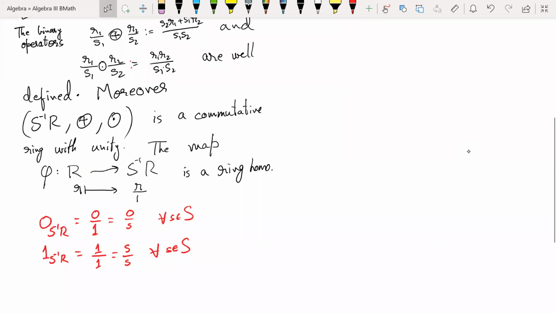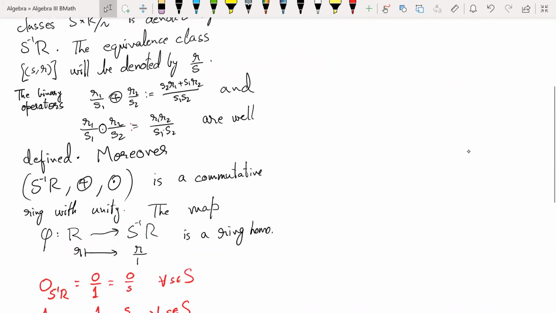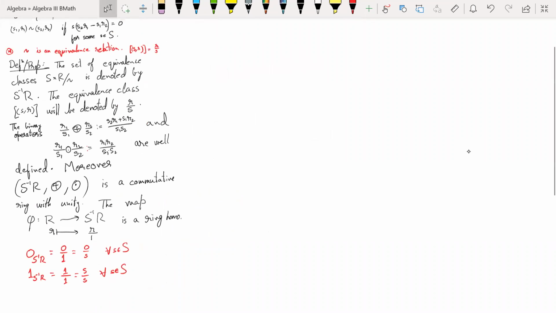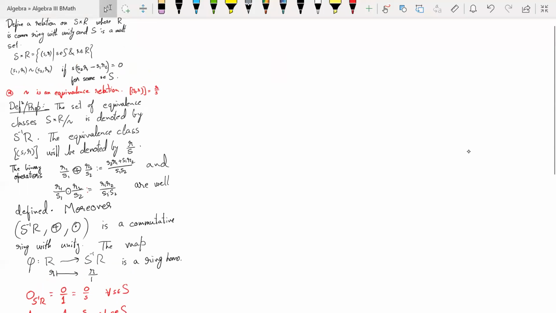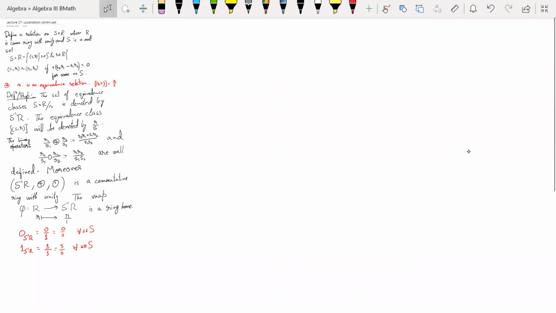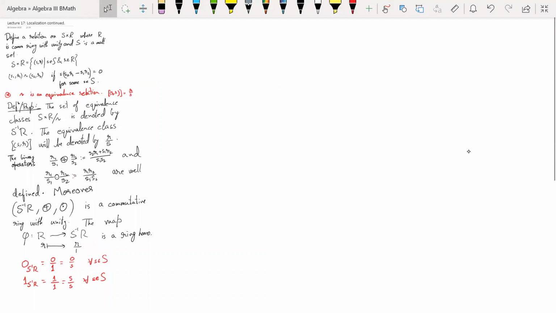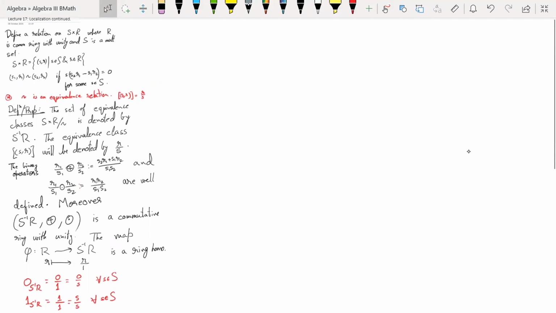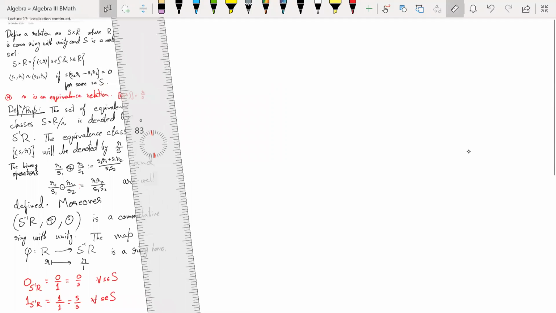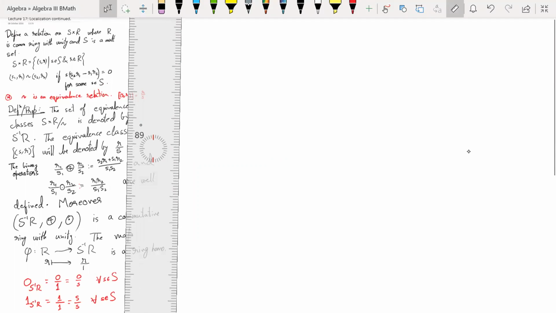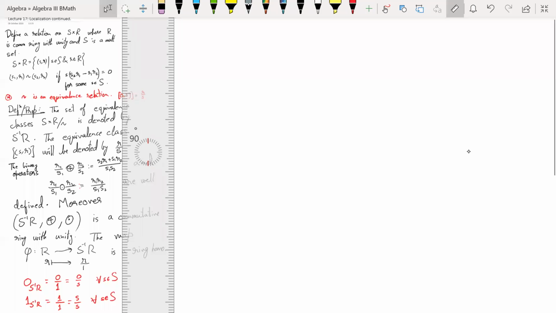Okay, so this is more or less where we stopped. We stopped at showing that this is indeed a ring, and phi is indeed a ring homomorphism. So today we'll hopefully see some examples. I hope this is visible. So let's see some examples first.